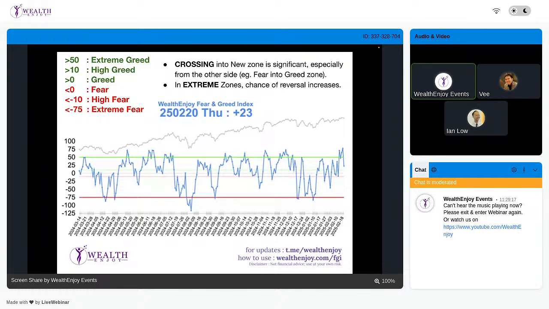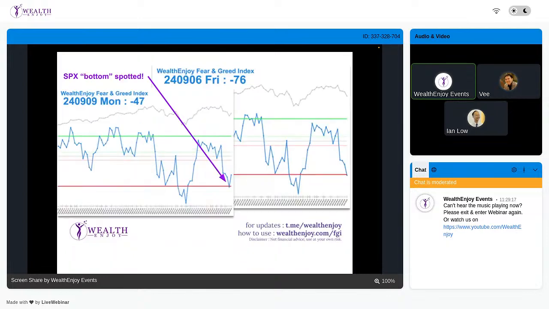Now, personally, I really like to use this FGI, the Fear and Greed Index, when it is in the extreme fear zone. That means below minus 75, because it seems to help me spot the SPX bottom. As you can see here, from where the arrow is pointing, when the FGI is below minus 75, it usually suggests that the SPX is also making a bottom, in double quotes.